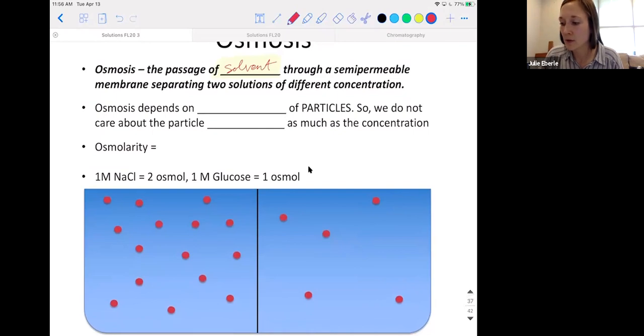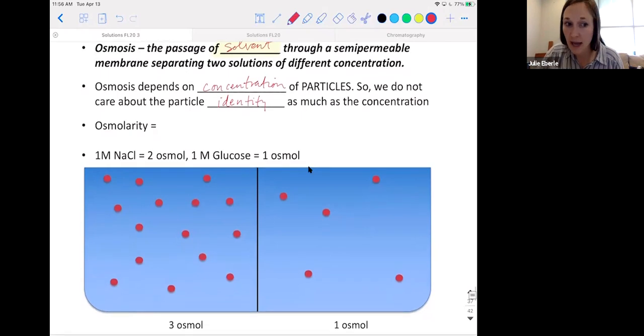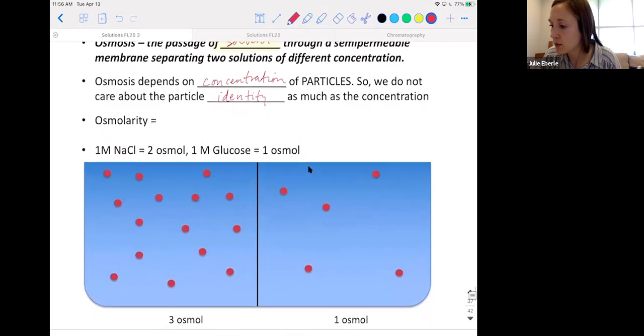So a little bit more about osmosis: it depends on the concentration of particles. We do not care about the identity of particles as much as we care about the concentration. So I'm just going to use the blanket word particle to identify any ions, okay? Because we don't care if it's a cation or an anion. We're just looking at how many particles. Yes, capillaries also have semi-permeable membranes, okay?